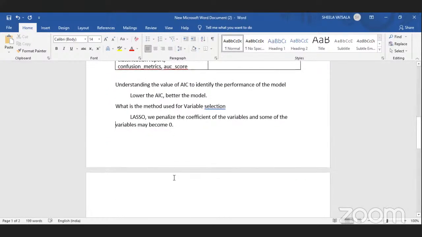We do not use ridge here because ridge is typically used for overfitting. To handle the overfitting case, we use ridge, and lasso is used in variable selection. Right. Next.